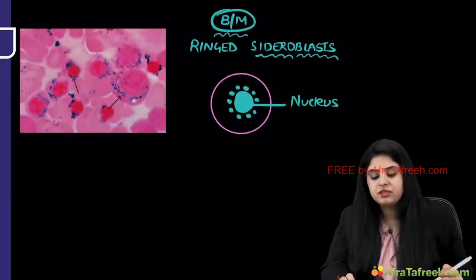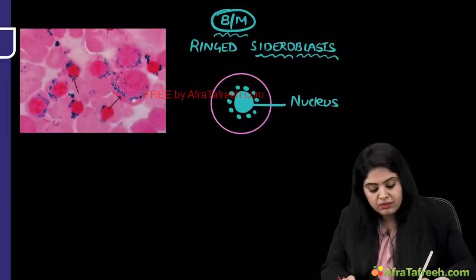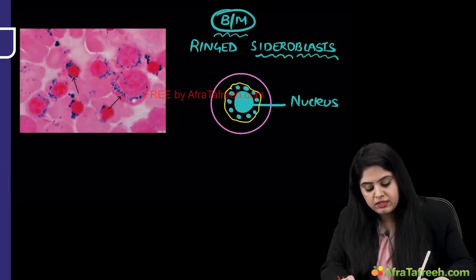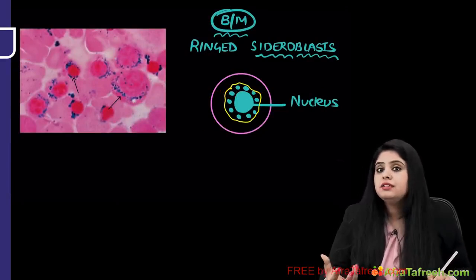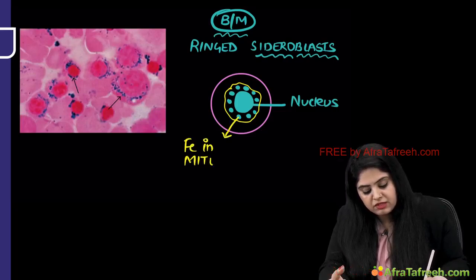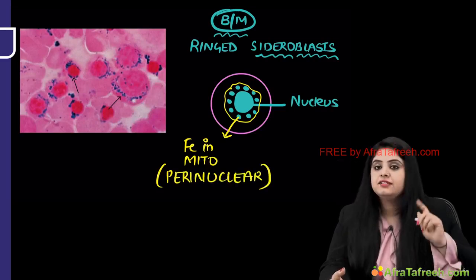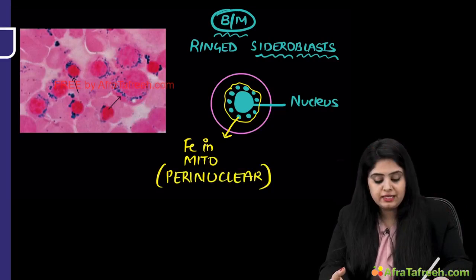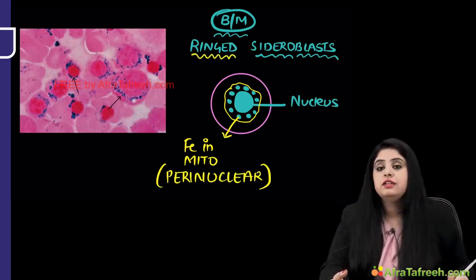So do you know where all the mitochondria are present? All the mitochondria are usually present in the perinuclear region. Mitochondria abundance in a cell is usually in the perinuclear region. So now you understand why there is iron in the perinuclear region, because iron is present in the mitochondria and mitochondria are always perinuclear in abundance. Please note. And has it made an entire ring around it? Yes, and that is known as ringed sideroblasts.